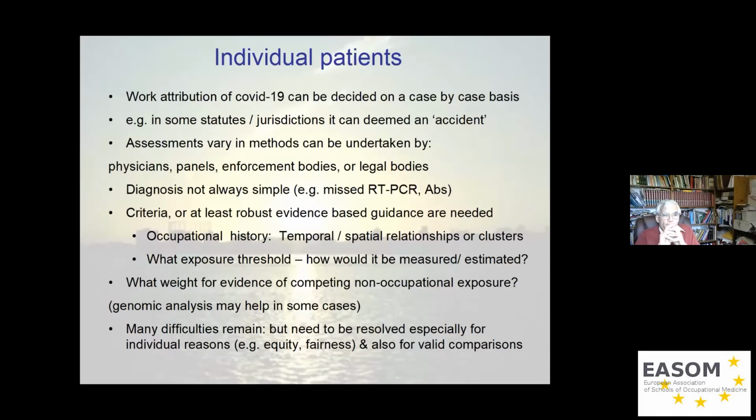You would need very strong criteria, or at least good evidence-based guidance on how you associate the relationships of time and space with exposure. How would you determine that an exposure threshold was high enough? Do you assume it in various occupations, like the data that we've discussed before? Or do you go more specifically than an occupational category and look at specific tasks and what people did? And how do you take the competing non-occupational exposures into account?